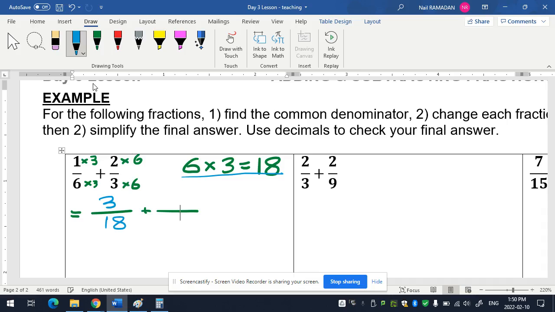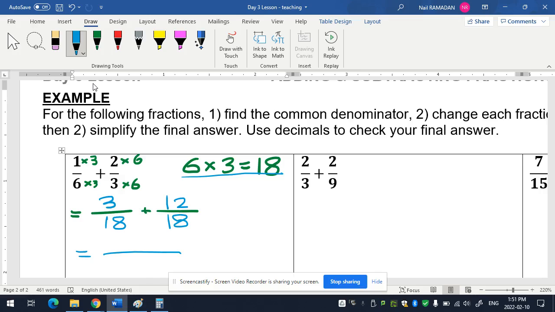Okay. What's this number now? 12. And what's this number now? Do we have a common denominator now? Yes. See, that's the whole point. Somehow, those two numbers had to become the same. Okay. Now what do we do?